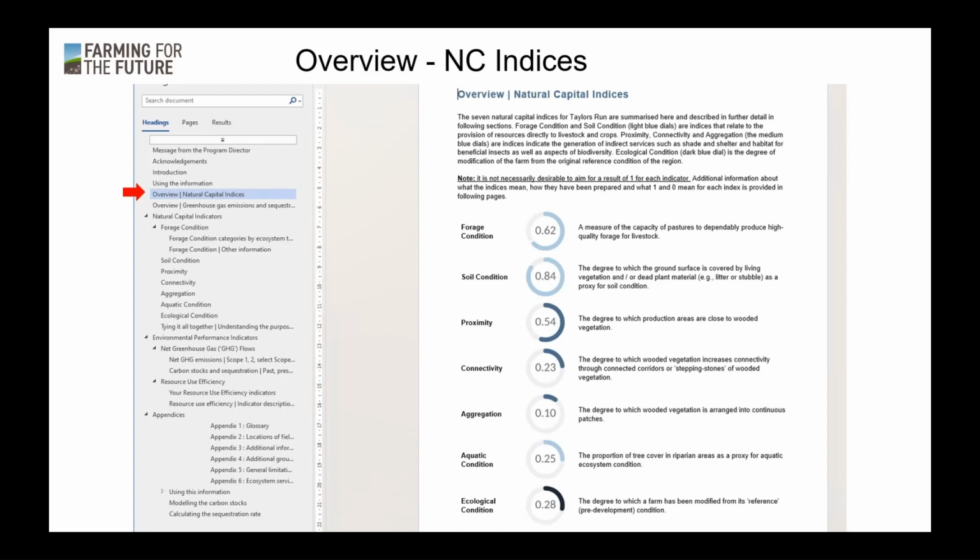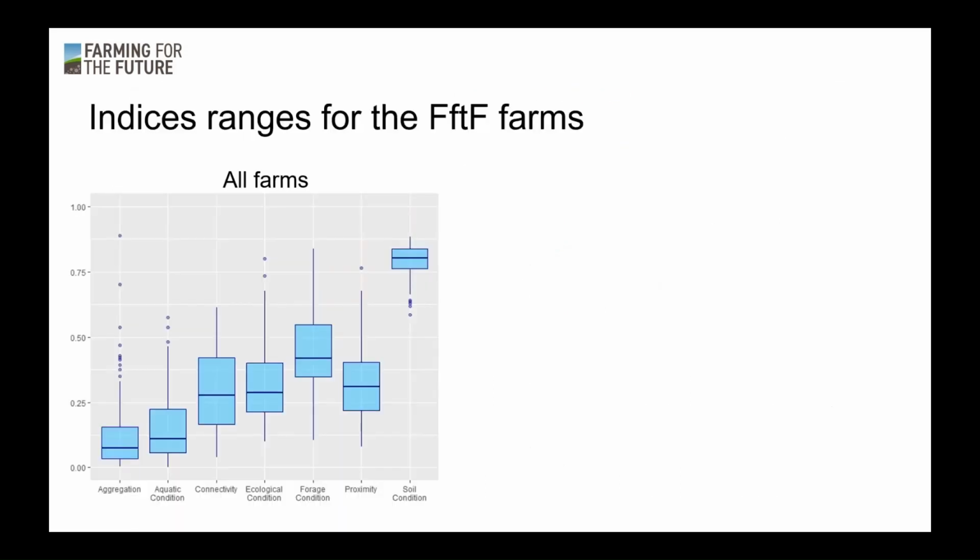Having said that, given that all of this is so new, it's important to have some context so that you can understand what a particular index value means and the relevance for you when feeding that into your decision-making process. To provide that context, we've mapped out the index variability across all of the farms in our farm sample.